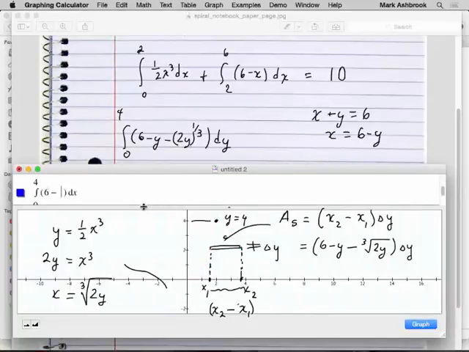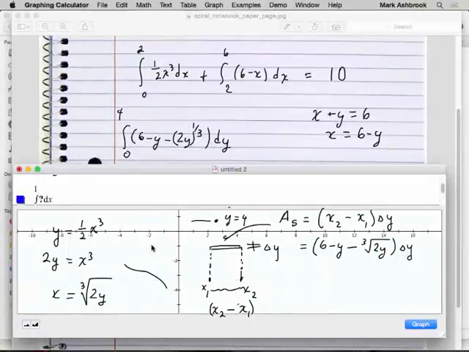So we got 6 minus y minus 2y to the 1/3 dy. Oh, you're kidding me. It's gone. With a push of a button. Try it again: 0 to 4, 6 minus y minus 2y to the 1/3. Okay, 8y.